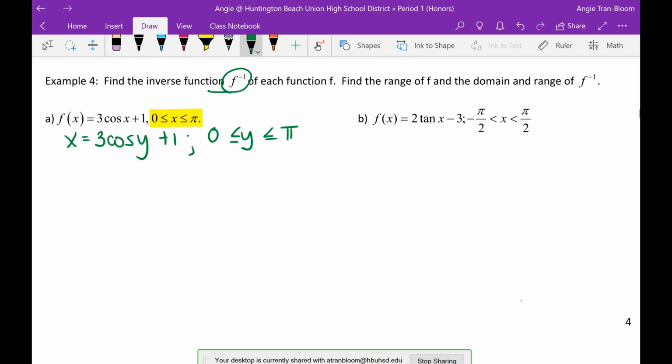Okay, so what are you going to do now that you switched x and y? You have to isolate y. You're right. So here we go. -1, -1. Go ahead and finish that up.